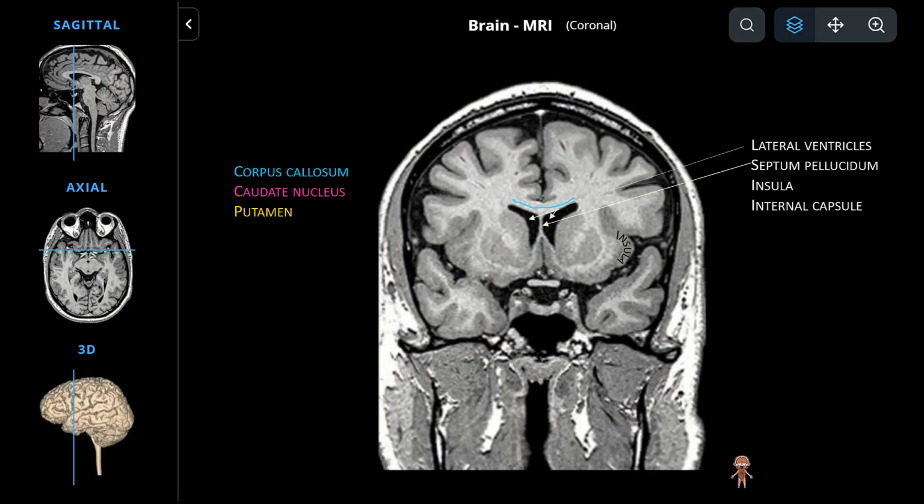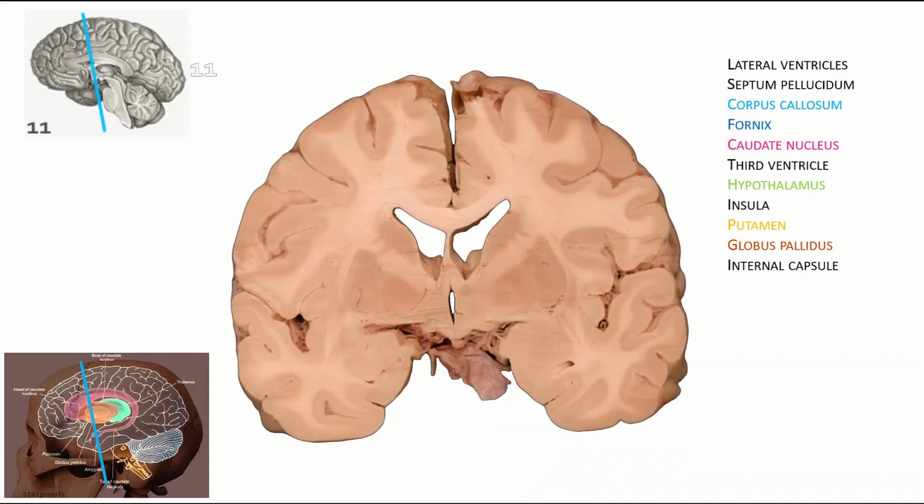So we have the corpus callosum across the two hemispheres above the two lateral ventricles. We see the septum pellucidum dividing the two. We now see the caudate nucleus as well as the putamen. We have the insula, and then we also have the white matter of the internal capsule. Now let's look a little bit more posterior.